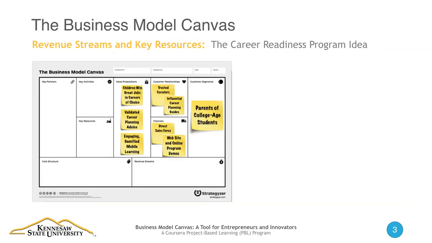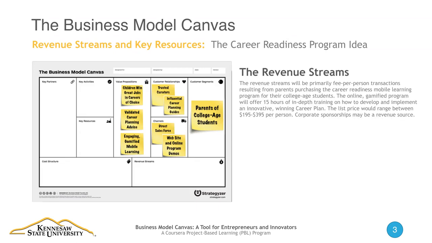For my business model canvas project, I'm thinking that the first revenue streams will come from two primary sources. First, fee per person transactions, where parents will purchase the Career Readiness mobile learning program for their son or daughter. The online gamified program will offer about 15 hours of in-depth training on how to develop and implement a winning career plan. The fixed list price might range between $195 and $395 per person.